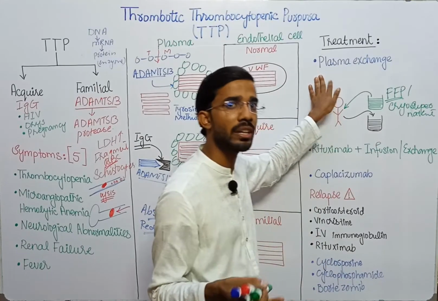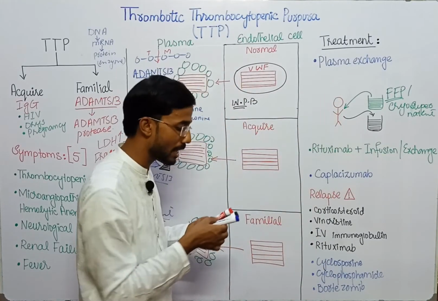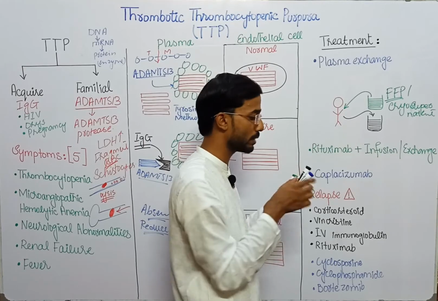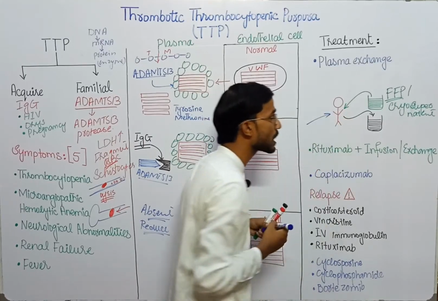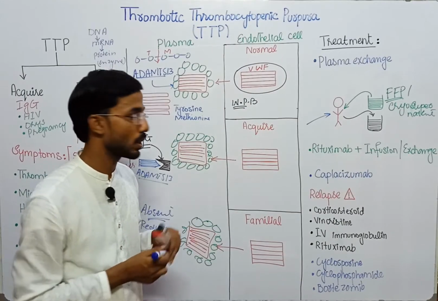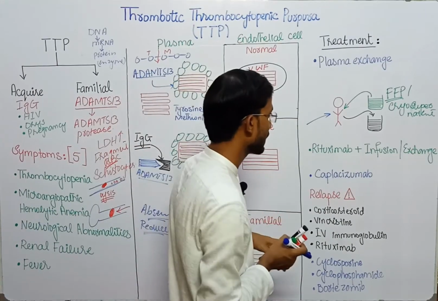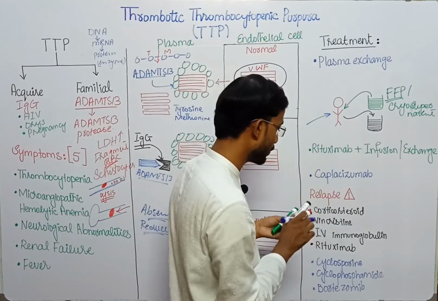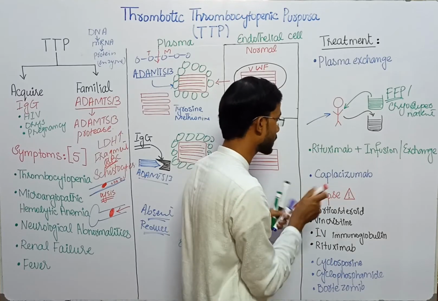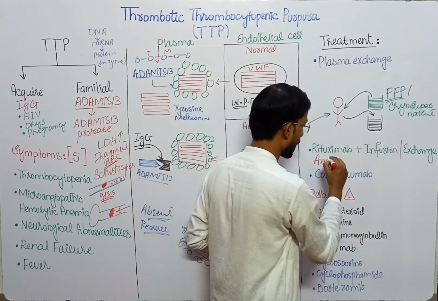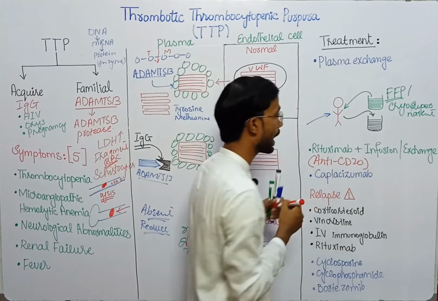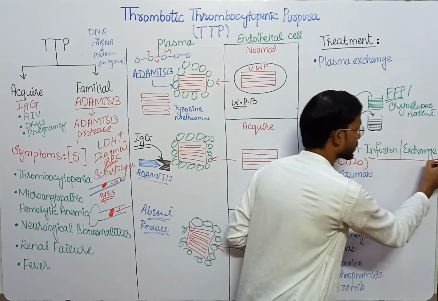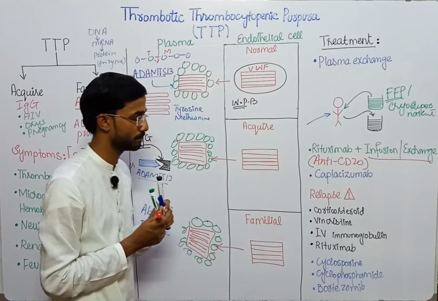In some situations we can infuse the plasma. In infusion of the plasma, we only give the plasma to the patient. So these are the 2 situations. In the treatment, we give Rituximab, which is actually anti-CD20, along with the infusion or exchange of the plasma.